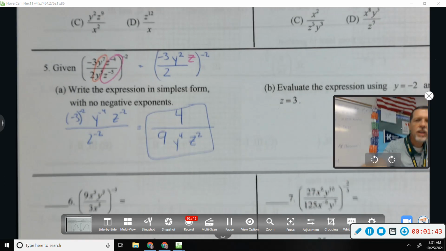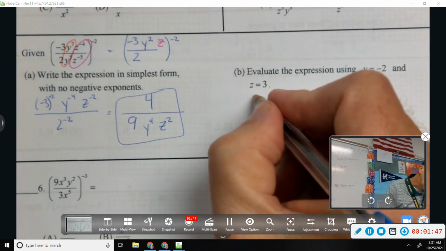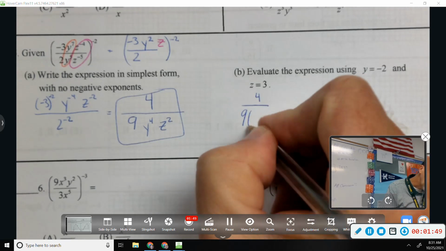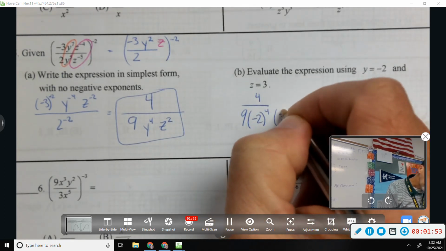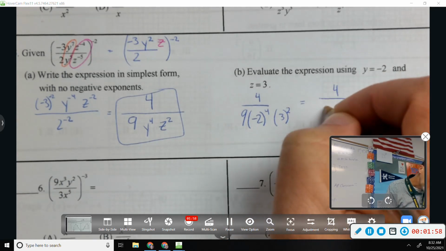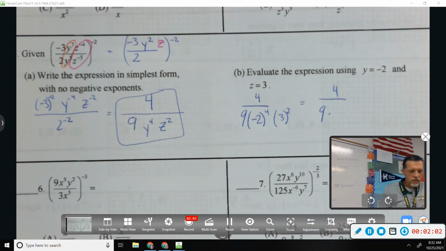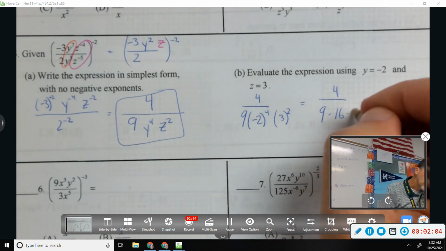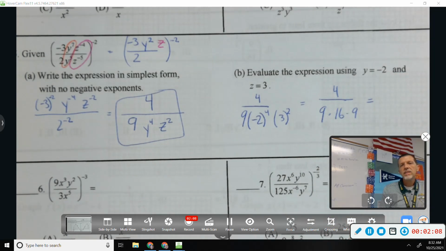Part B, evaluate the expression using y equals negative 2 and z equals 3. So that just means plug in negative 2 for y and 3 for z. Let's see, 2 to the 4th is 16. 3 squared is 9. 9 times 9 is 81. 81 times 16 is, I don't know.